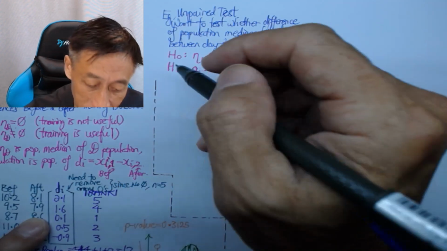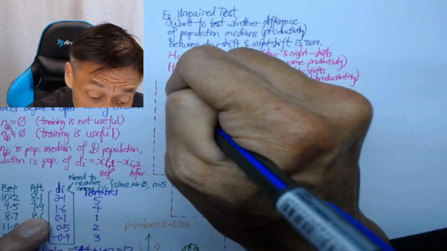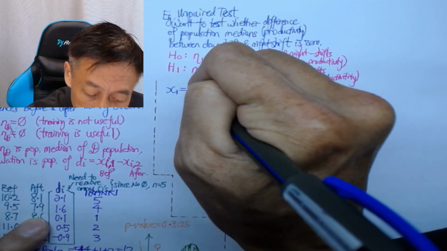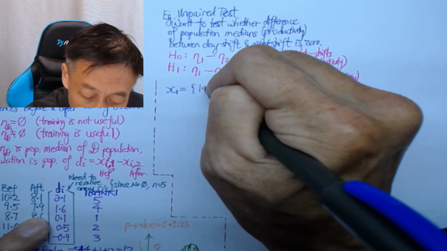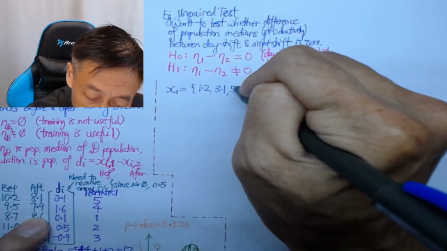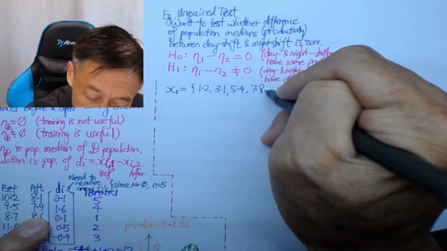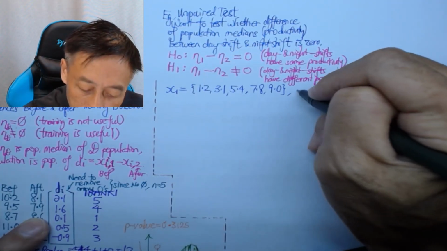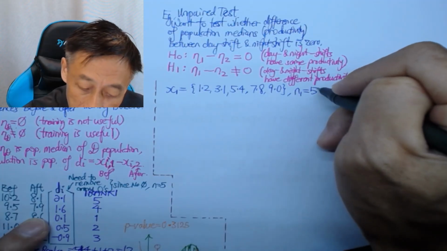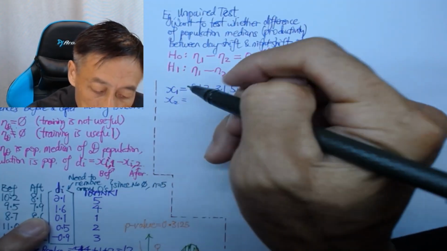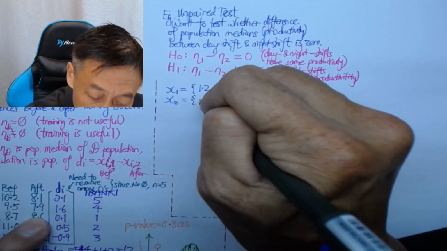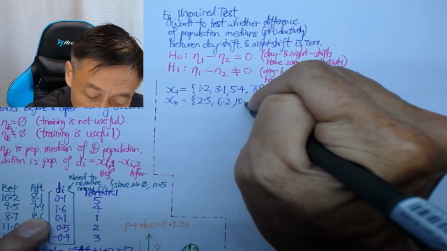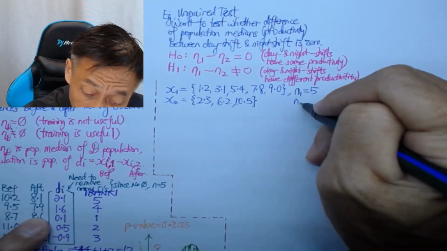And the way it goes is like this. So we capture samples, right? X1. Let's just say it is 1.2, 3.1, 5.4, 7.8, 9.0. It happens to be in ascending order, but doesn't really matter. So this sample size is 5. Then second set of samples from the night shift. Indeed, right, we have fewer samples here. 2.3, 6.2, 10.5. Let's say these are productivity readings. So N2 equals 3.